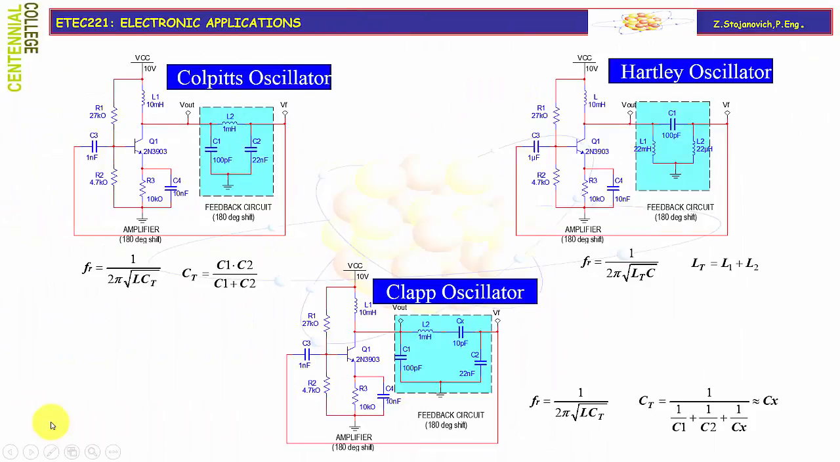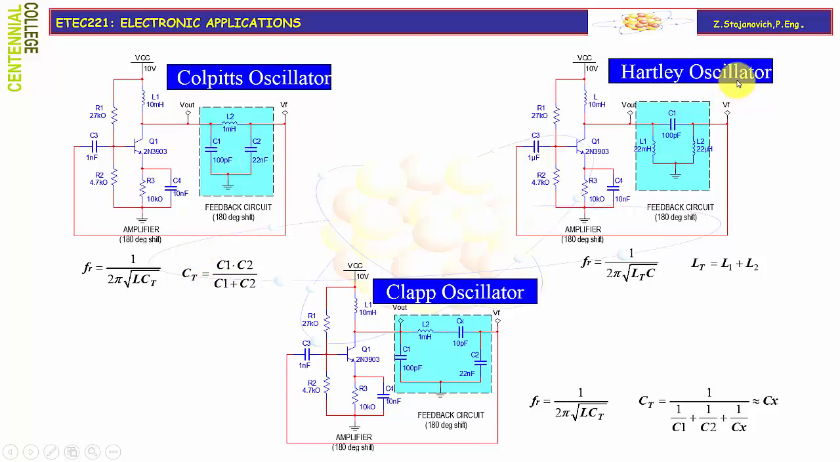Now let's summarize the basic LC feedback oscillator. Colpitts oscillator will have one inductor and two capacitors in a feedback circuit. Amplifier is doing a shift of 180 degrees and then a feedback network additional, making a net phase shift of 360 or 0. Frequency of oscillation is given as 1 over 2 pi square root of L C total, and C total represents a series combination of C1 and C2.